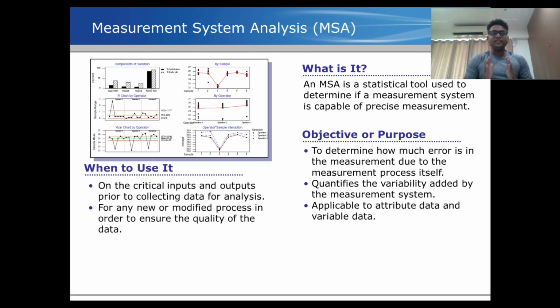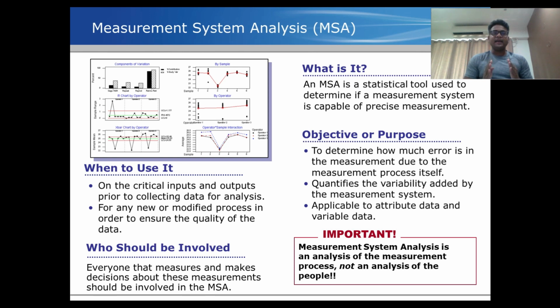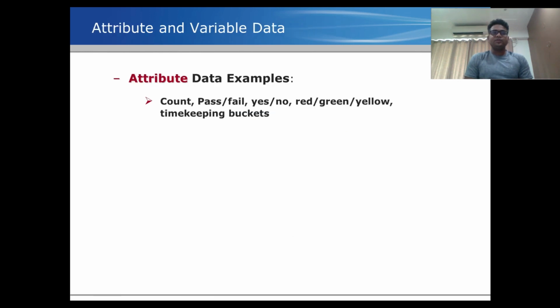So when to use measuring system analysis? On the critical inputs and outputs, prior to collecting data for analysis, or for any new or modified process, in order to ensure the quality of the data. Who should be involved in MSA? Everyone who measures and makes decisions about the measurement should be involved. One important thing is that measuring system analysis is an analysis of your measuring process, not an analysis of your people.